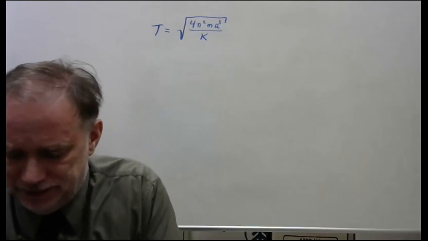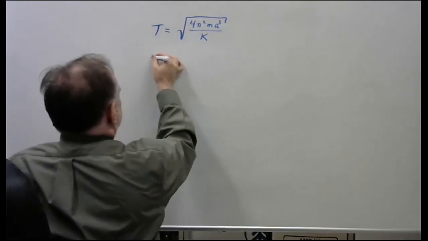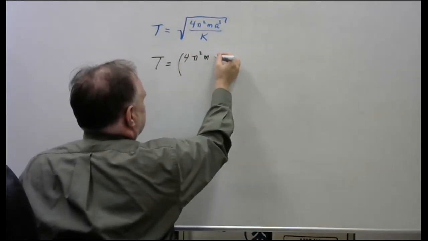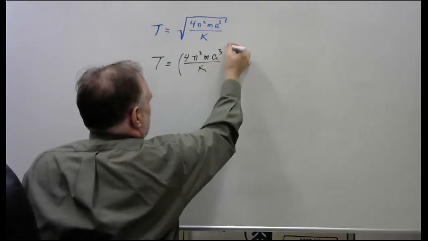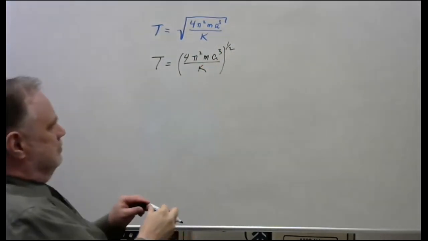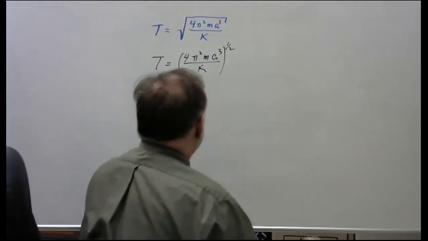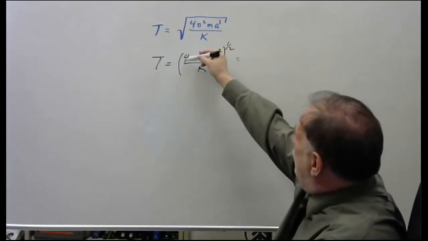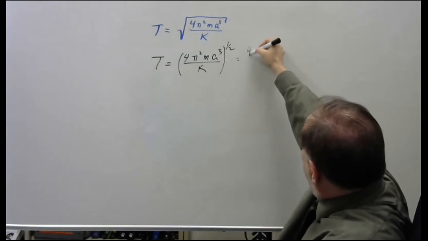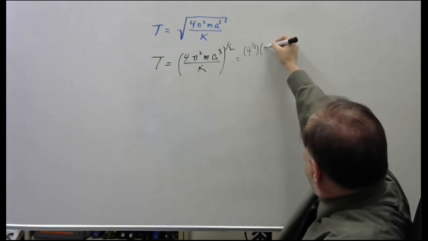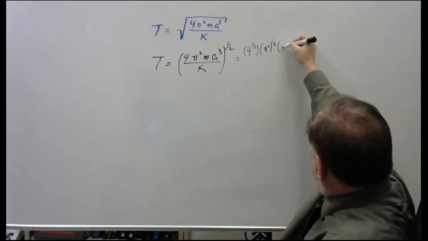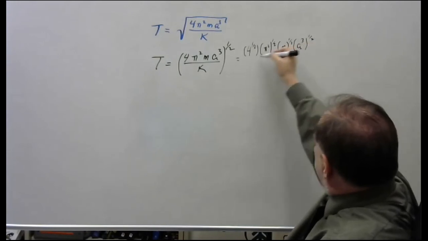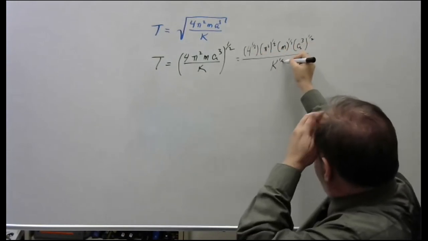So I'm rewriting this: 4 pi squared m a cubed over k, all to the 1/2 power. So what we have to do is put the exponent on each term. Each term gets a 1/2. So it's 4 to the 1/2, pi squared to the 1/2, m to the 1/2, and a cubed to the 1/2, divided by k to the 1/2.